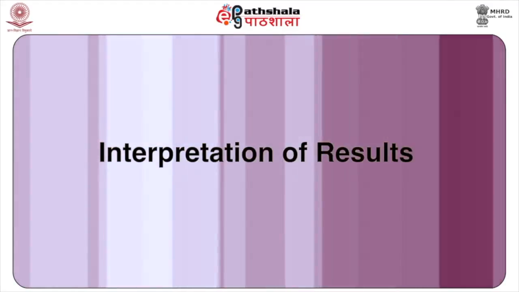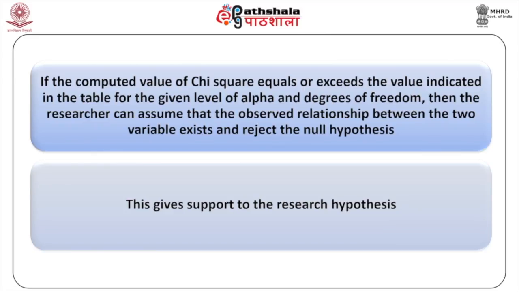Interpretation of the results. If the computed value of chi-square equals or exceeds the value indicated in the table for the given level of alpha and degrees of freedom, then the researcher can assume that the observed relationship between two variables exists and rejects the null hypothesis. This gives support to the research hypothesis.